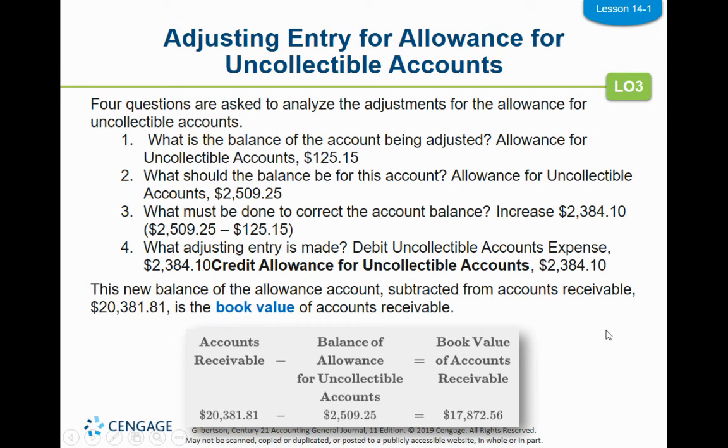Then the new balance of the allowance account subtracted from the accounts receivable is what we call the book value of accounts receivable that I talked about a few slides back. So in this example, our balance in accounts receivable minus the balance of the allowance account shows us that our book value of accounts receivable is $17,872.56. That's what we expect to collect out of the accounts receivable that are currently outstanding and not paid to us. And we expect this amount to be a bad debt.